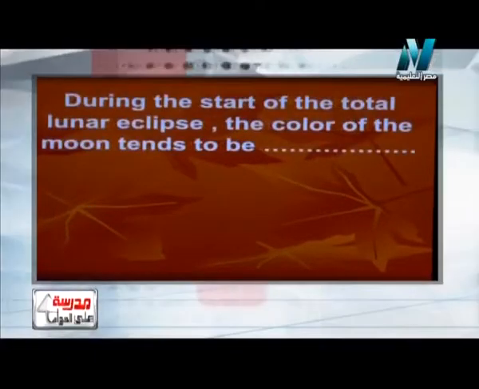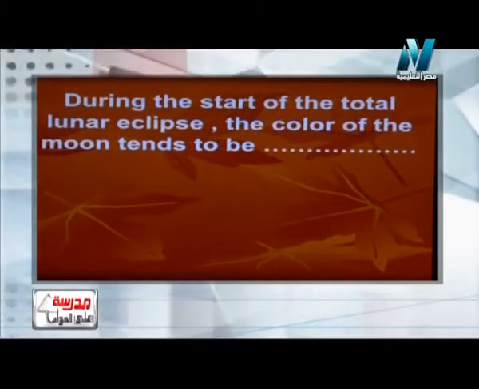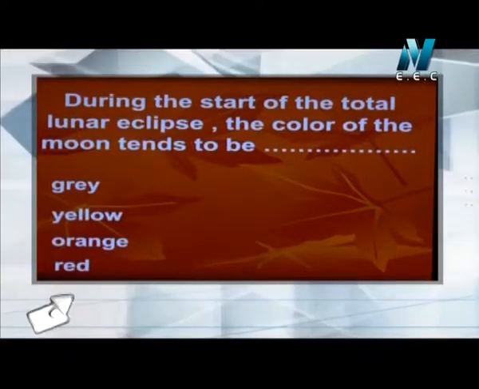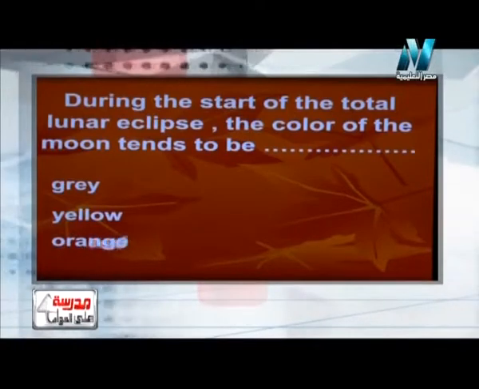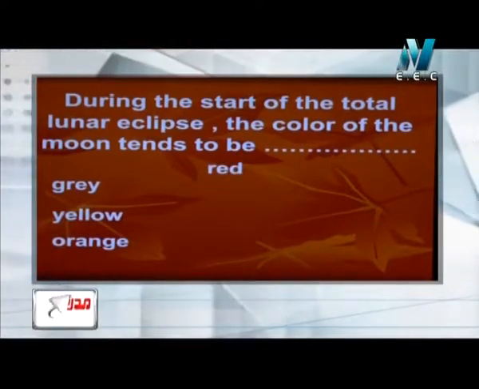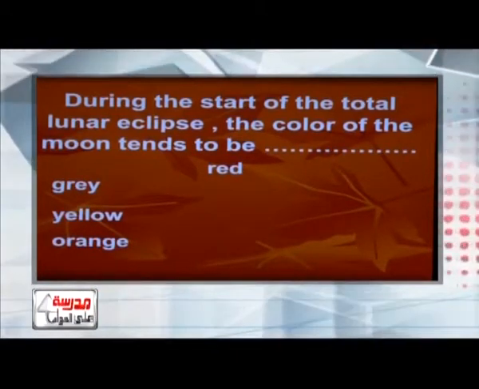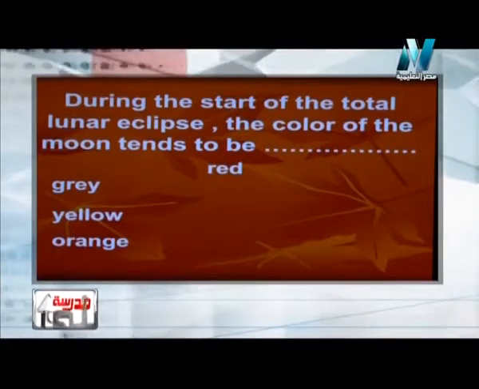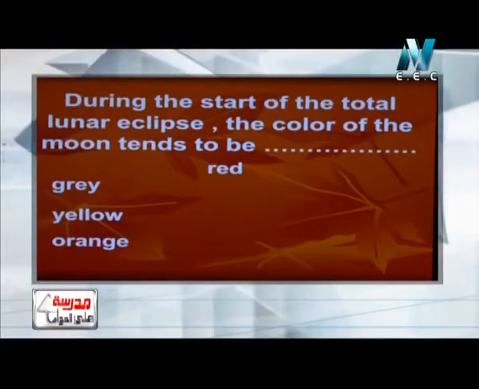Another question. During the start of total lunar eclipse, the color of the moon tends to be what? Gray, yellow, orange, red. It will tend to be red. And I said before, it tends to be red because some rays are refracted from the Earth's atmosphere and reach the moon.